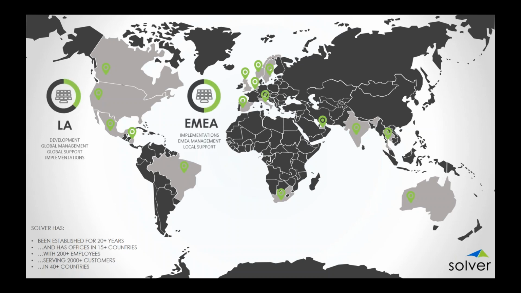We do have more than 15 offices globally. So for instance, in the UK, the Benelux, Spain, Italy, and Sweden, if we talk about Europe. And as you can see on the map, we cover basically the whole world. Those are Solver offices. We do also have partners. Our partner network is today about 150 partners globally. Those partners are resellers of BI360.